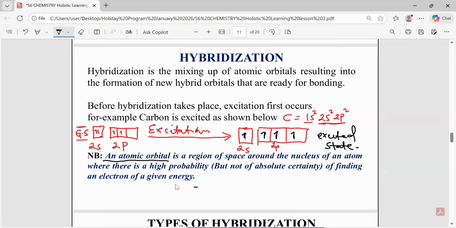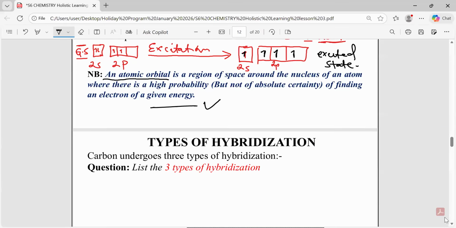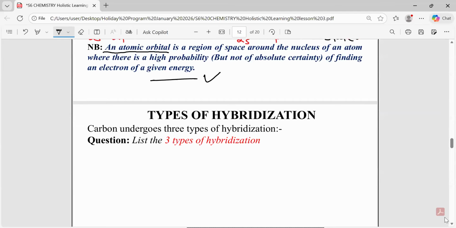Yes. Okay, good. Now, this one leads us to different types of hybridization. How many types of hybridization do you know? Carbon undergoes 3 types, isn't it? Can you list some of them? Number 1, number 2, and number 3. Number 1, okay, no. Let me have another person.